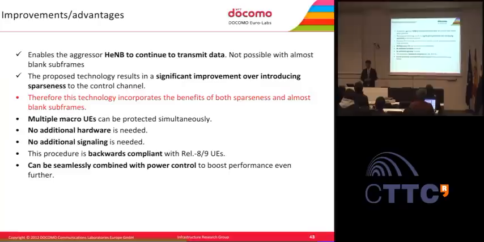Okay, so as I said, the aggressor home node B continues to transmit data, but at the same time continues to reduce interference. This technology is a significant improvement over introducing sparseness, because it incorporates the benefits of sparseness and almost blank subframes. So you reduce interference, but at the same time you can still transmit data, which you can do with sparseness. You can protect many macro UEs at the same time, because typically they would all be connected to the same macro E node B. You need no additional hardware or signaling. It's completely backwards compliant, so the home E node B changing its physical cell ID has no impact on a user's capability to connect to it or not. And you can seamlessly use this with power control to even further improve the performance.